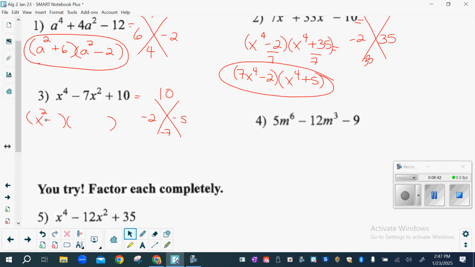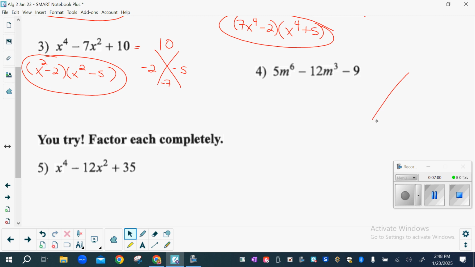X squared minus 2, x squared minus 5. And we want to look and see if we can factor again. We don't have the difference of 2 squares, so we're good. That's as far as we can go. Okay, number 4. What do we do first on that one?